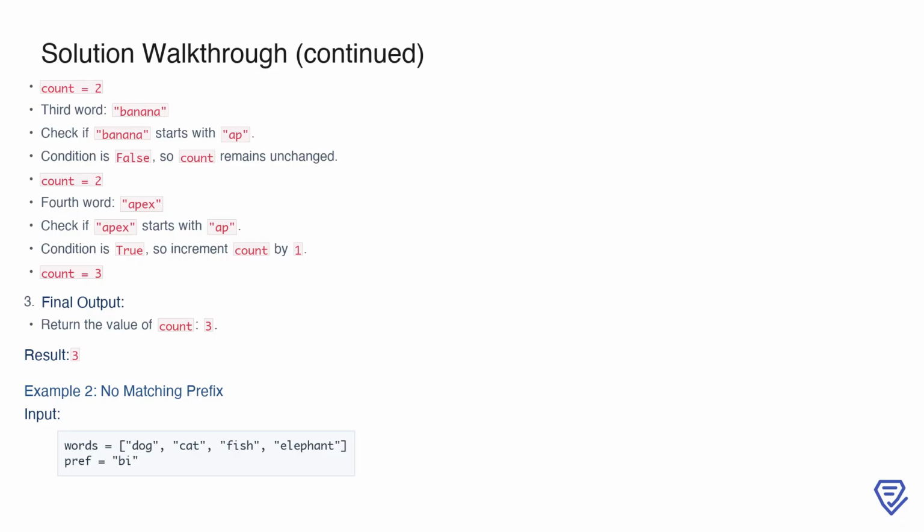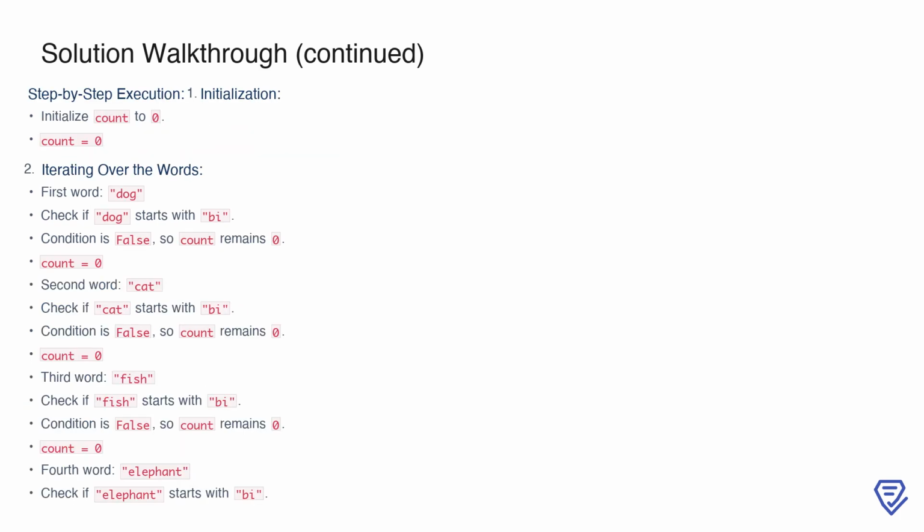Now, let's look at a second example where no words match the given prefix. Here, our input words are dog, cat, fish, and elephant, and the prefix is "by". We begin just as before by initializing our variable count to 0. Then, we start iterating through the list of words.